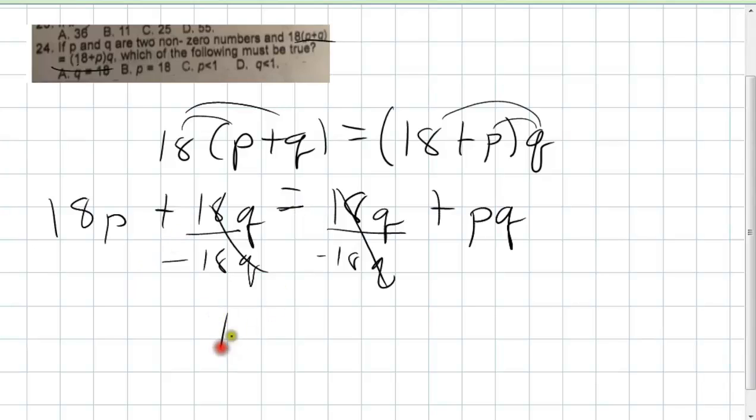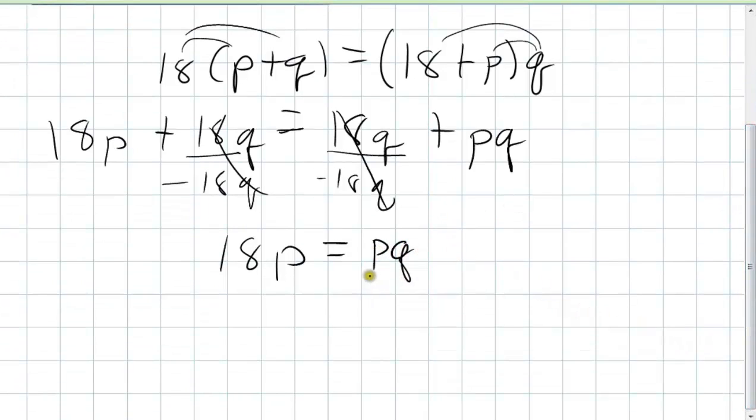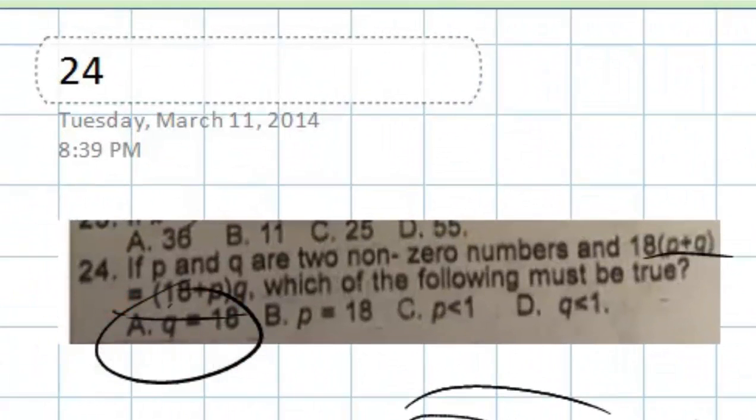Okay, so what do we have left right now? We have 18p is equal to pq. Okay. Well, we have p here and p here. So I would divide by p, and that goes away too. So now I have 18 is equal to q. Okay, and that's one of our options. q is equal to 18.